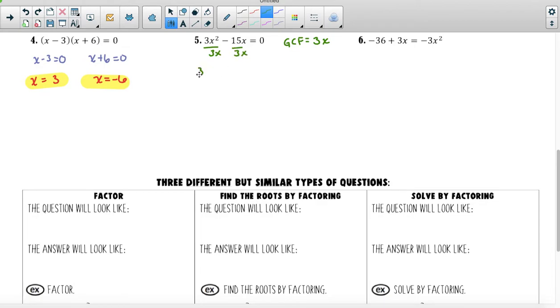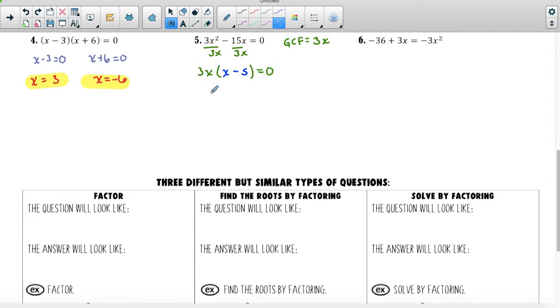Therefore, we'll have 3x on the outside of a set of parentheses. When we divide, 3x squared divided by 3x is x. Negative 15x divided by positive 3x is negative 5. And this is still equal to 0. So now we look to see if we can factor further. Inside our parentheses, we have an x to the first, so this cannot factor further because it is already a linear factor. That's good. Now that we have it factored completely, we can do the zero product property.